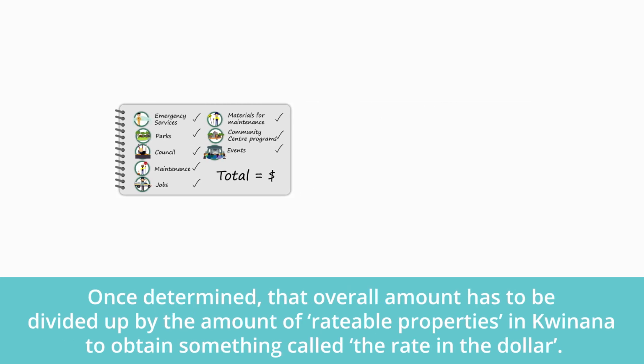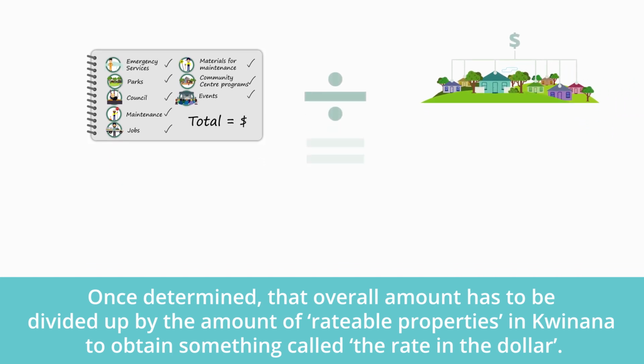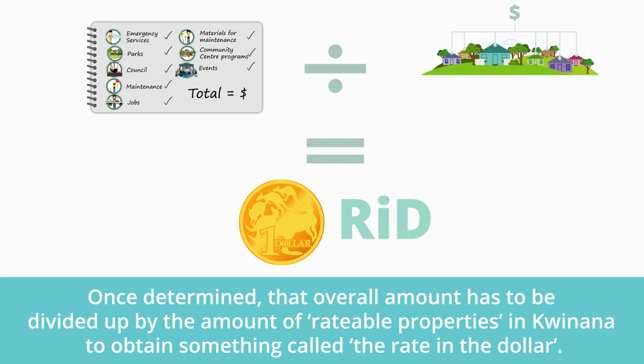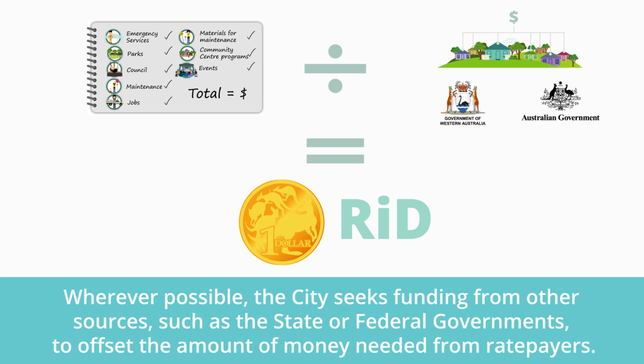Each year, the city works out how much it will cost to run services and provide support to the community. Once determined, that overall amount has to be divided up by the amount of rateable properties in Kwinana to obtain something called the rate in the dollar. Wherever possible, the city seeks funding from other sources, such as the state or federal governments, to offset the amount of money needed from ratepayers.